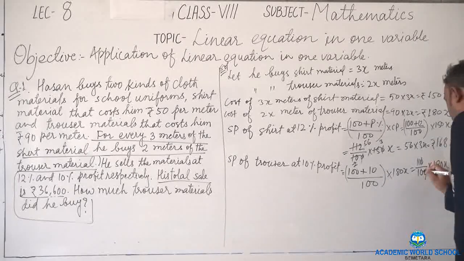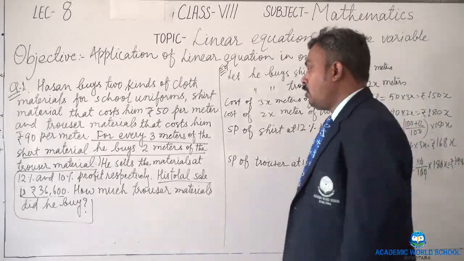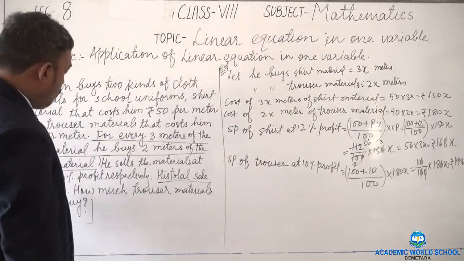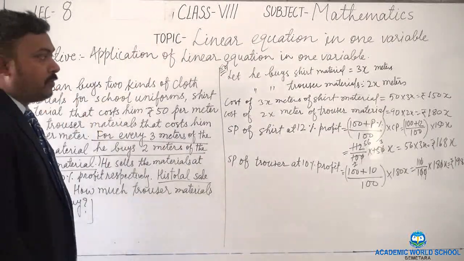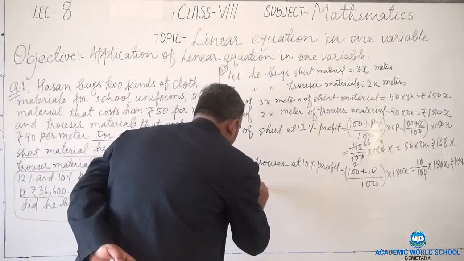So 0 and 0 cancel, this 0. If we multiply 11 and 18x, this will give us 198x. Okay, so this will be rupees 198x. Now the total selling price is 36,600. So using this condition, we are going to form the equation. So we write here: according to the question.